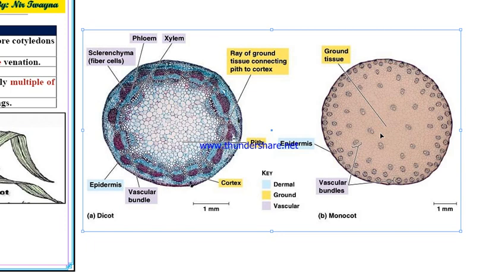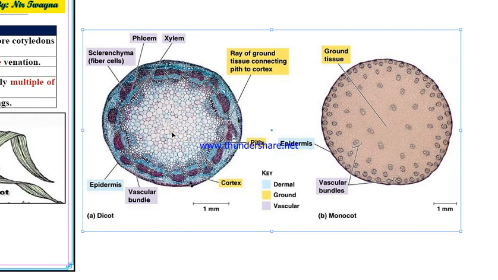This diagram is of a cross section of a monocot stem, and you can see the vascular bundles are just arranged here and there. They are scattered here and there. But in this case, this is a dicot stem. Vascular bundles are present only in a ring, and within that ring there is no vascular bundle.